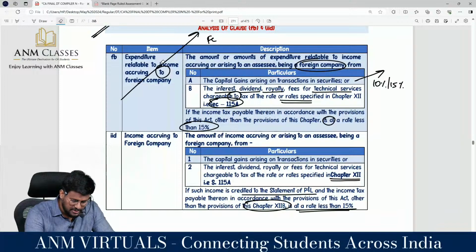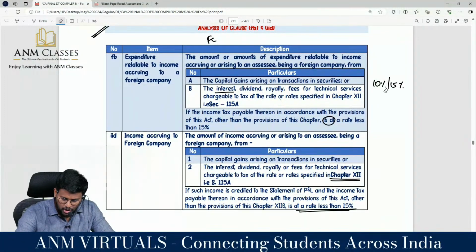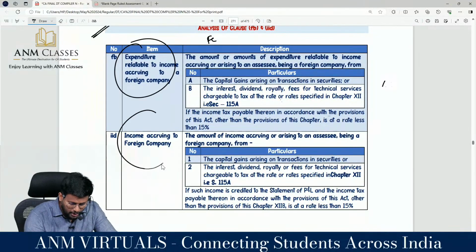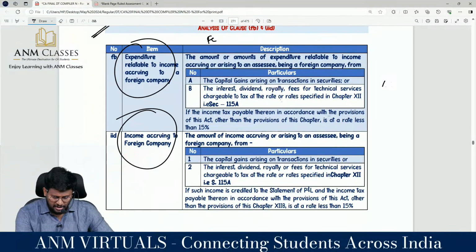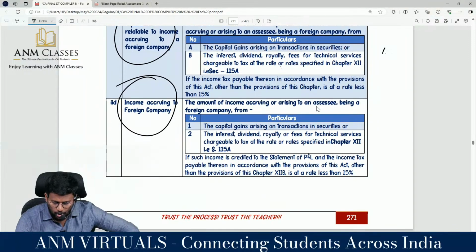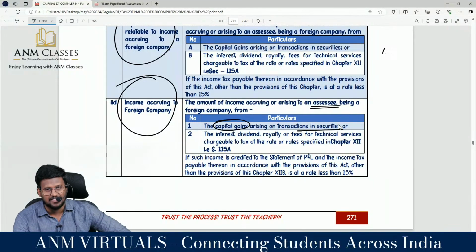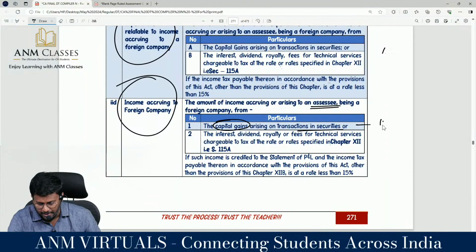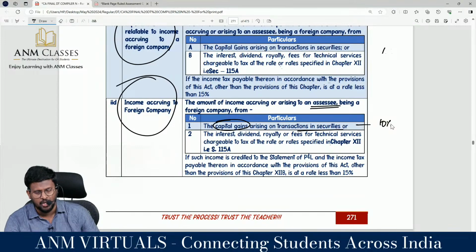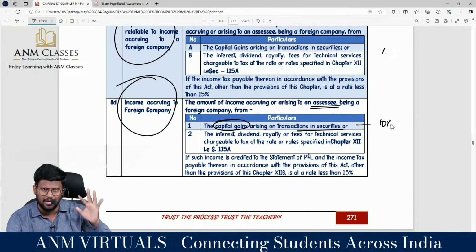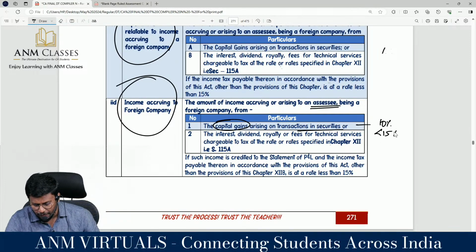Now you read this. This is with regard to the expenditure part, and this is with regard to the income part. Shall we read the income first? The amount of income accruing or arising to an assessee being a foreign company from the capital gain arising from transaction in securities. Yes, there was one capital gain which was taxable only at 10%, because for a non-resident, the proviso to section 48 and 112A say that without the benefit of indexation, the tax rate applicable under 112 will be 10%. This is less than 15%.